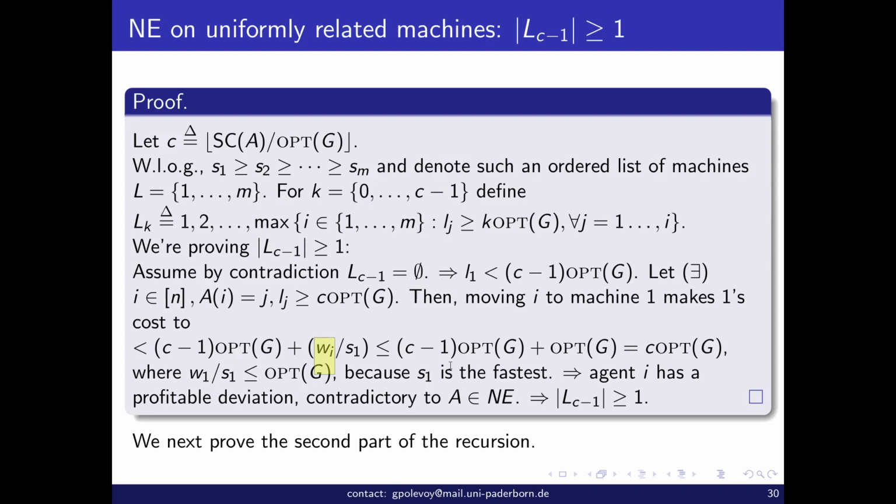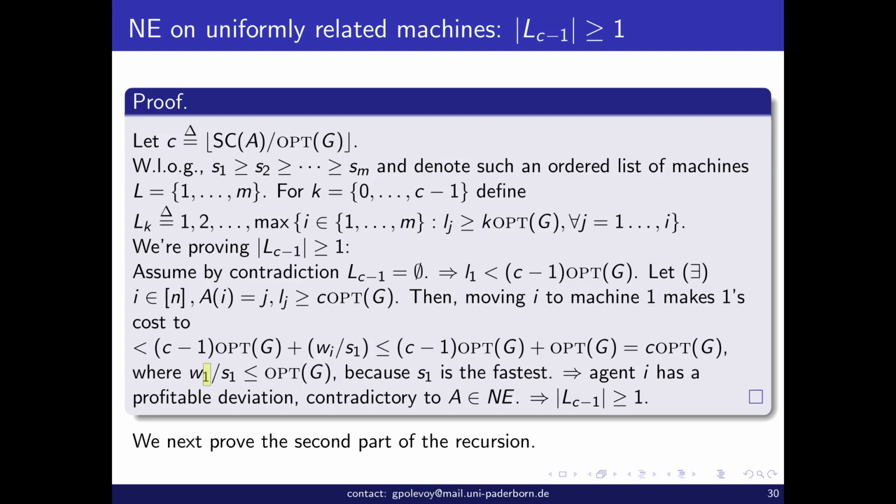Now, Wi divided by the speed of machine 1 is at most optimum, and here it should be Wi, not W1. Wi is at most optimum because the speed of machine 1 is the fastest. It cannot be that I put something on the fastest machine alone and it's already strictly more than optimum. So it has to be at most optimum. Then the sum is going to be at most C times optimum.